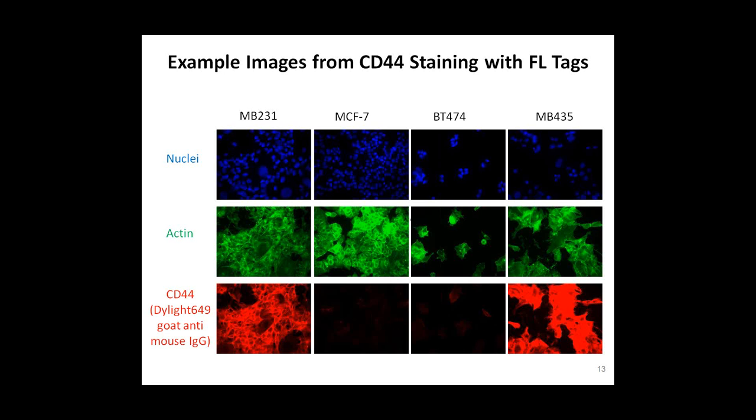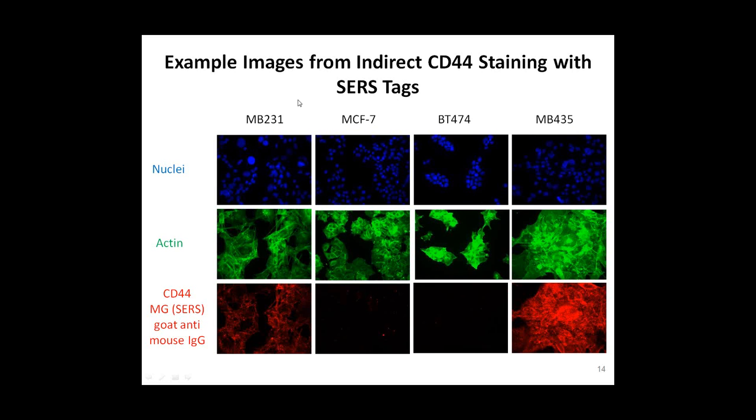Similarly, if you look at the SERS staining, again we stain the cells with nuclei, actin, as well as CD44 with a SERS gold anti-mouse IgG antibody. Qualitatively, you will see that the MB231 and MB435 cells are positive, and the other two cell types are not.